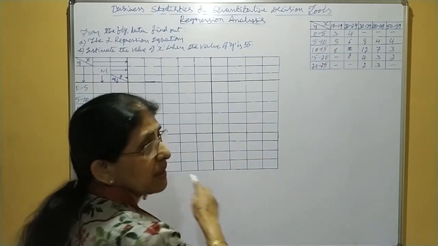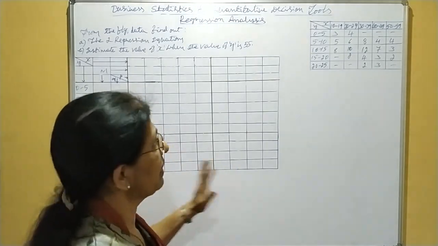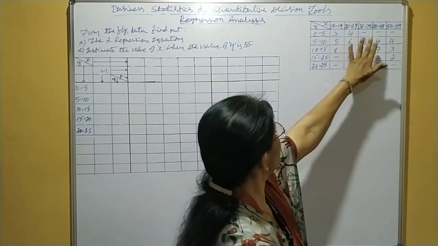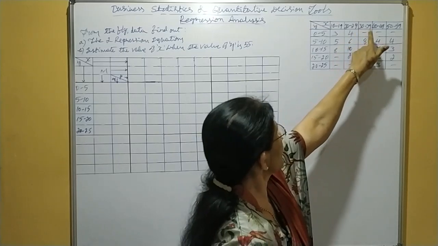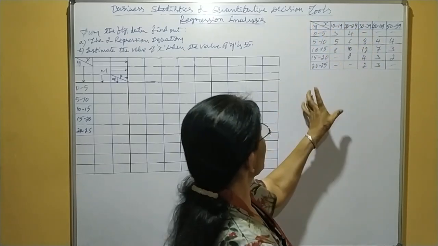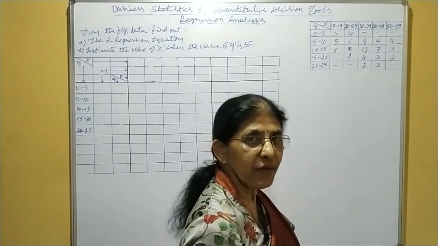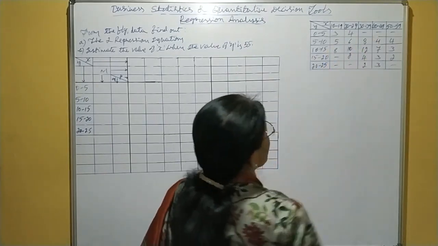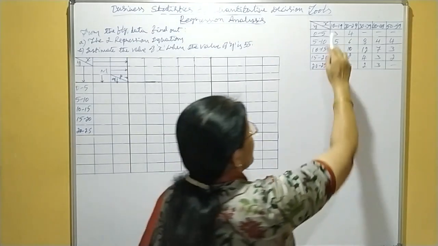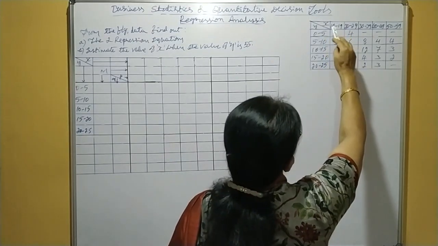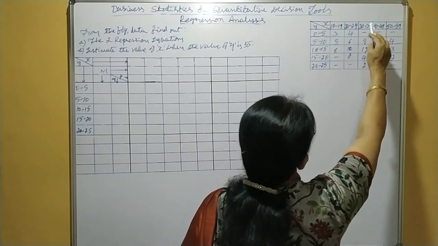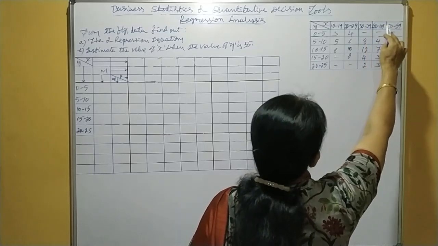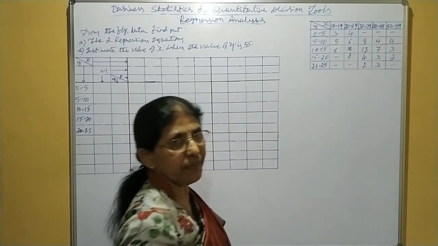Here the problem is this one. Here I have taken the solution table. Two variables are given: in the captions, variable x, and in the stubs, variable y. If you observe, the values of variable x are 10 to 19, 20 to 29, 30 to 39, 40 to 49, 50 to 59.